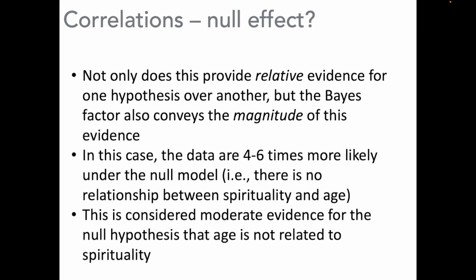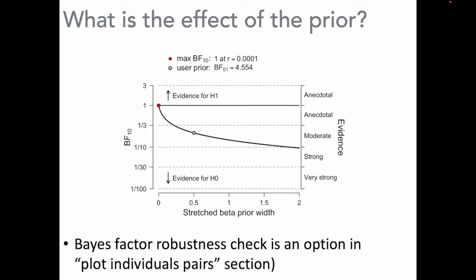Now you're probably thinking, well, this is kind of like p-hacking, where you can adjust a few things and get what you want. It's been called B-hacking, where you tweak your prior, and maybe you can get the result that you want. That's why it's really important to do a Bayes factor robustness check.